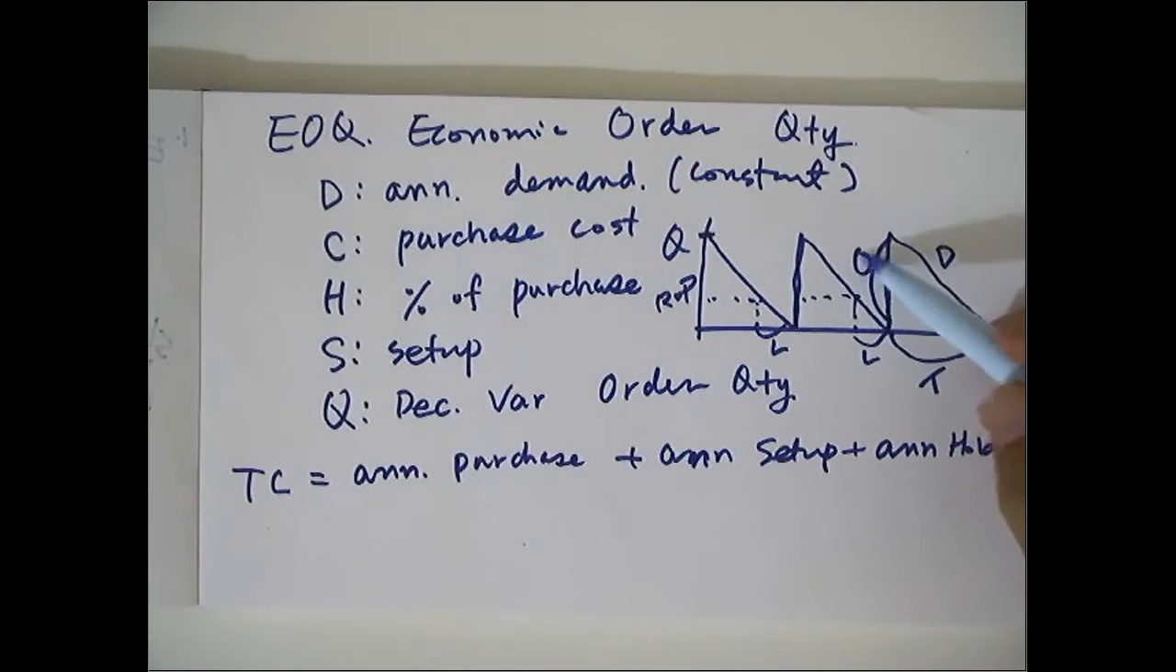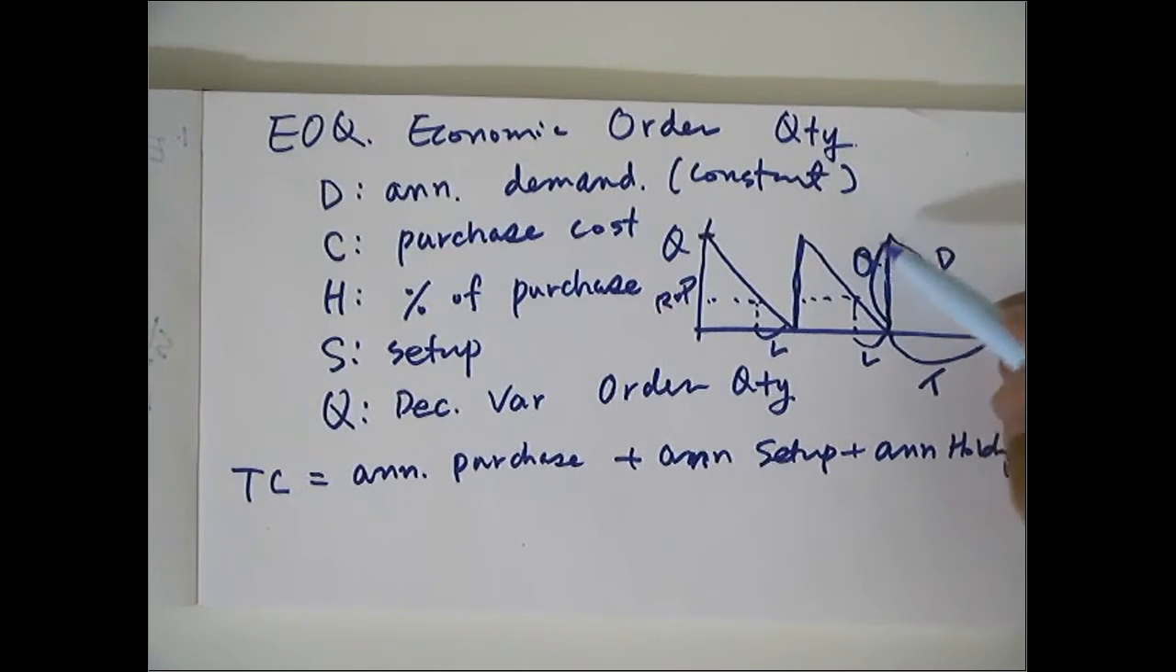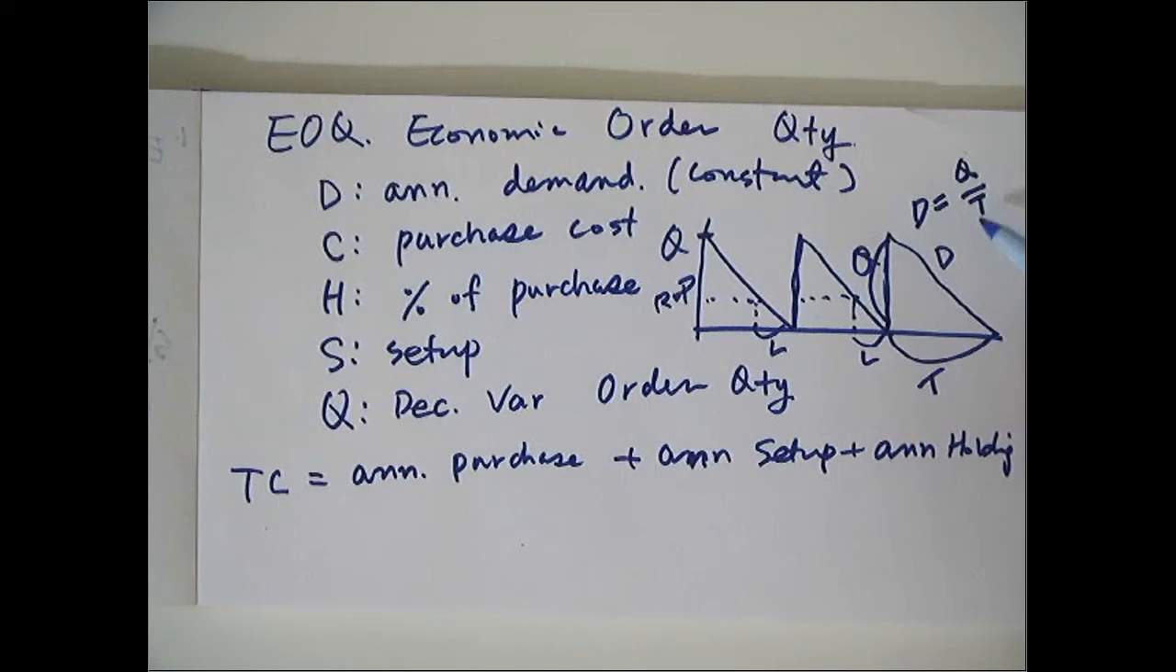Also we have time period T and quantity Q. Then we have this equation: D is equal to Q over T. What does this mean? D is a constant slope. This is the consumption rate. It is based on each cycle time T and each order's quantity Q. So we have this information.